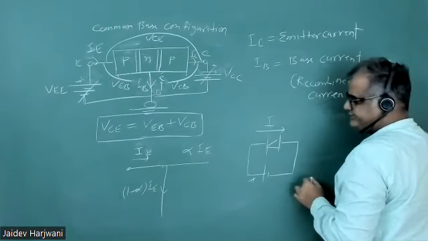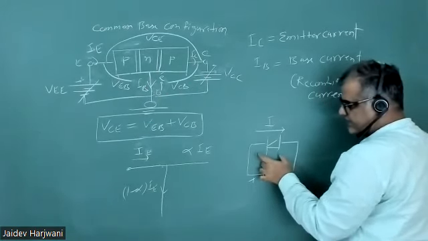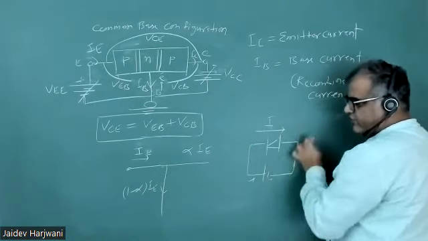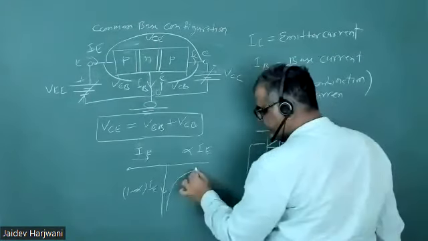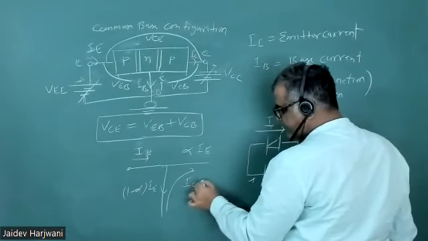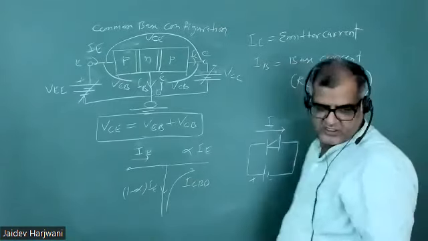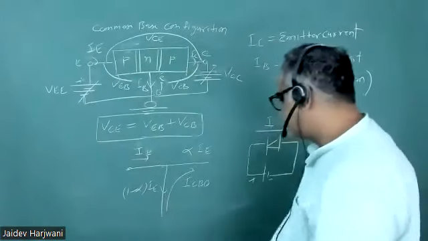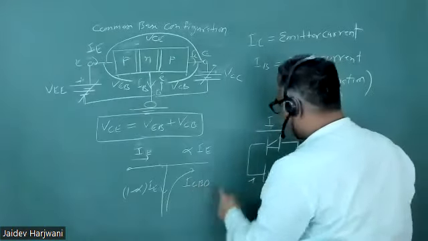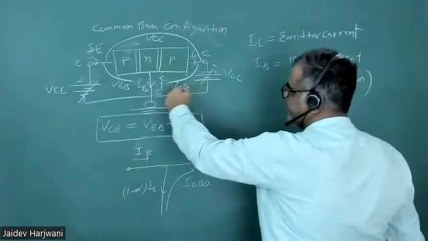Yes or no? If I apply reverse bias to a diode, then also current will flow. That current is called reverse saturation current. So I call that current ICBO. This is the reverse saturation current. The base is common, so this reverse saturation current will flow because of this negative battery here.